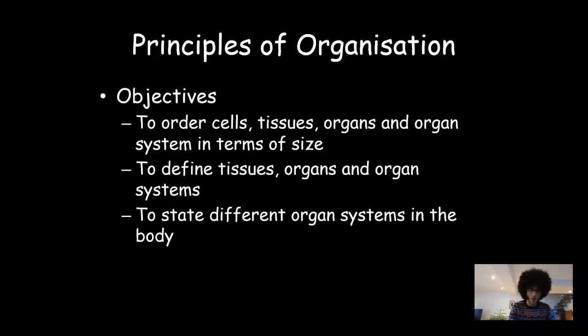So I'm going to be talking about how you order cells, tissues, organs, and organ systems in terms of size. We'll be talking about how you define tissues, organs, and organ systems, and also we'll state different organ systems in the body. So it's very straightforward stuff, and hopefully stuff you already know. So let's start off with cell.